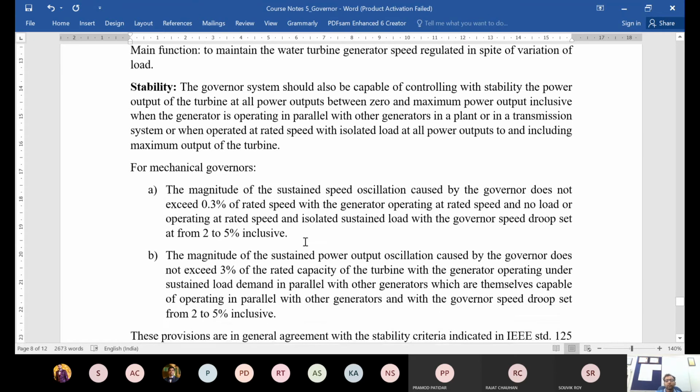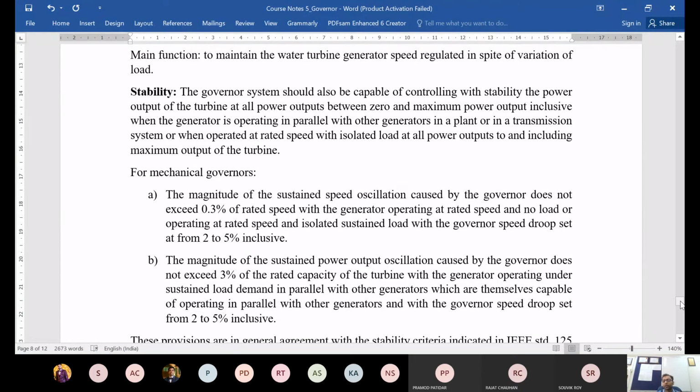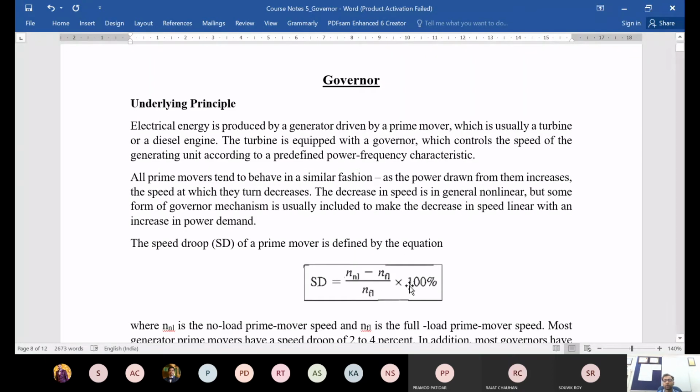Then the second condition is given when you are having the generator operating in parallel with others. One more point was given here, that the speed group has to be in this range. That means at the rated speed and the rated power output, the change in the frequency or the speed from no load to full load, the speed group, you can always recall this. That is how you define the speed group: the no load speed minus full load speed divided by the full load speed.